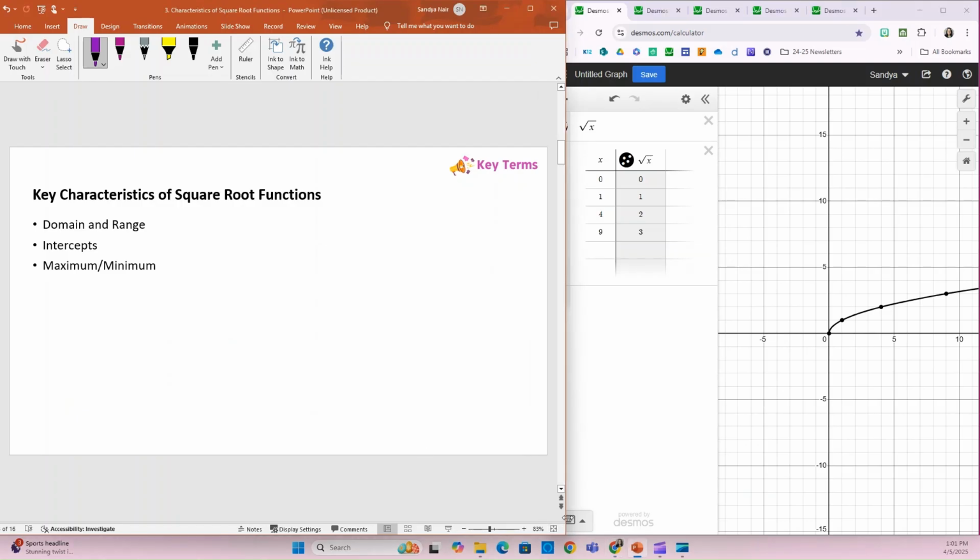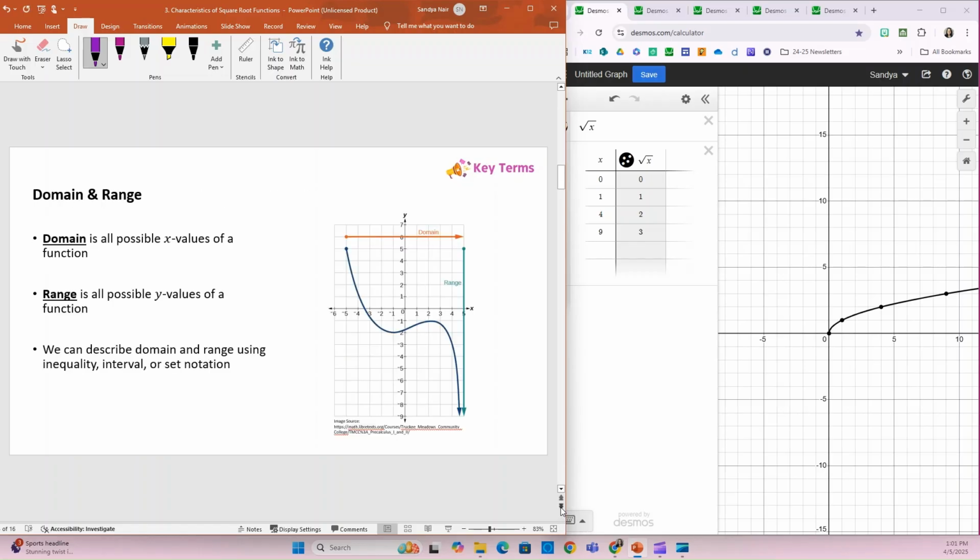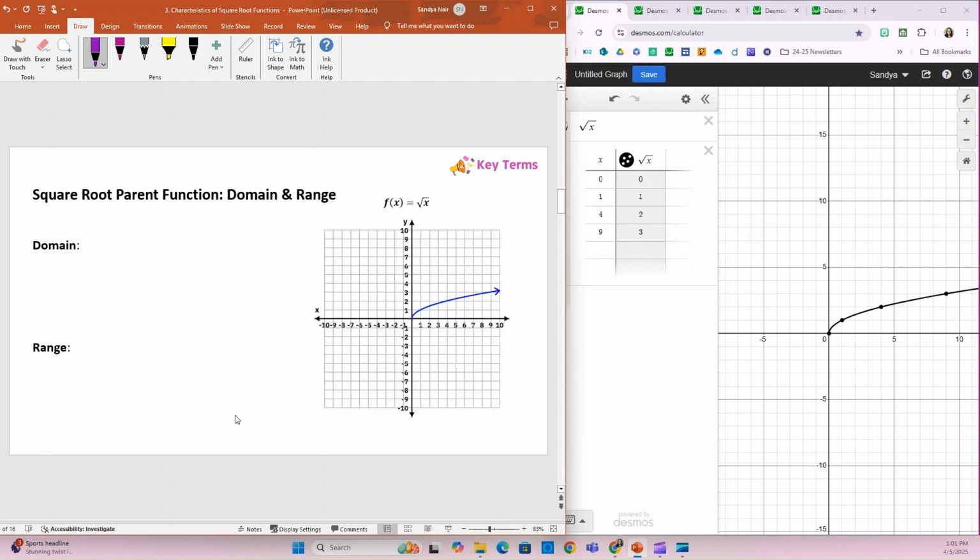So when we look at square root functions, we want to look at these key characteristics: the domain and range, the intercepts, and whether the graph has maximum or minimum values. So the domain and range, remember, the domain is all possible x values of a function, and the range is all possible y values of a function. So let's practice by describing the domain and range of this square root parent function.